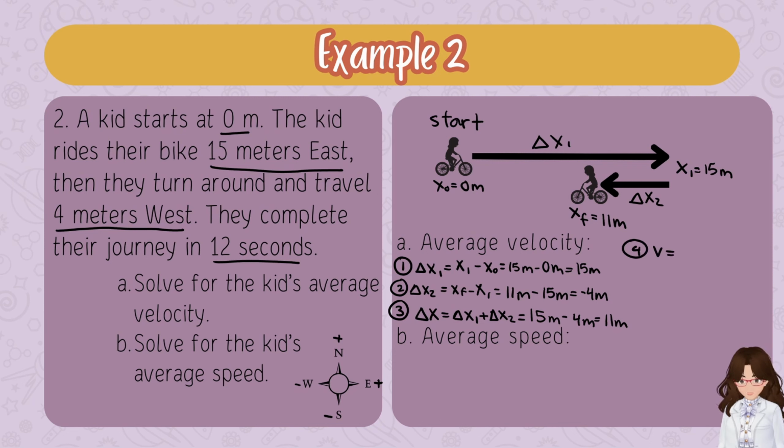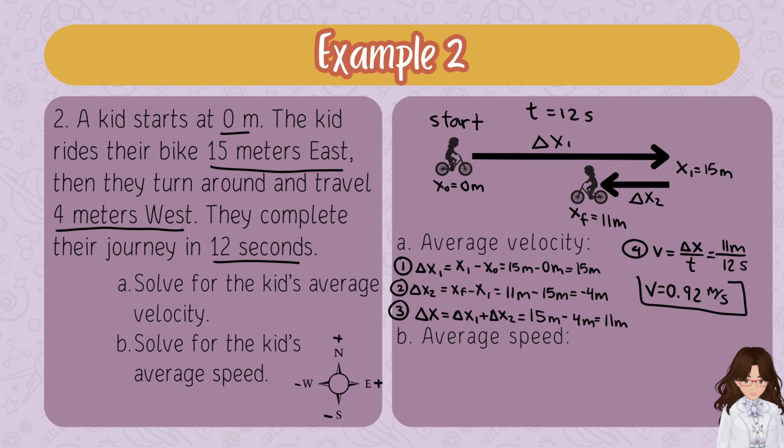So we have velocity is equal to our total displacement divided by our total time, which is equal to, oh, I forgot to label my time, t equals 12 seconds here. So we have 11 meters divided by 12 seconds. And you could leave it as a fraction or ratio, but I like to write my answers in decimals so I can compare them a little bit easier. So this is 0.92 meters per second. And notice our velocity is positive. This is because our kid ends up to the right from where they started.